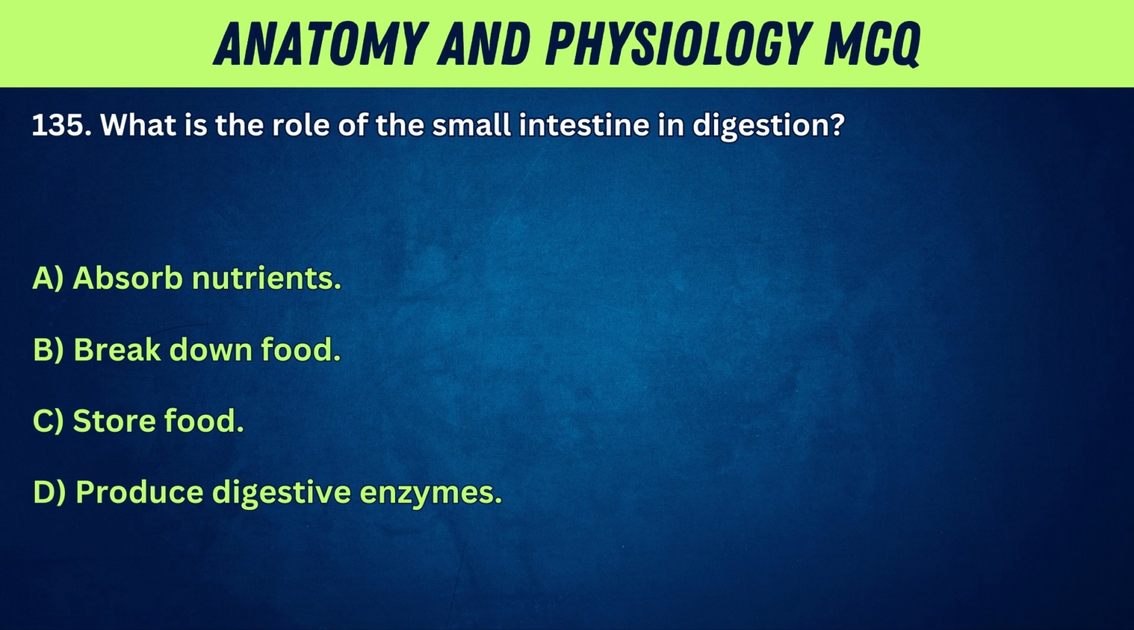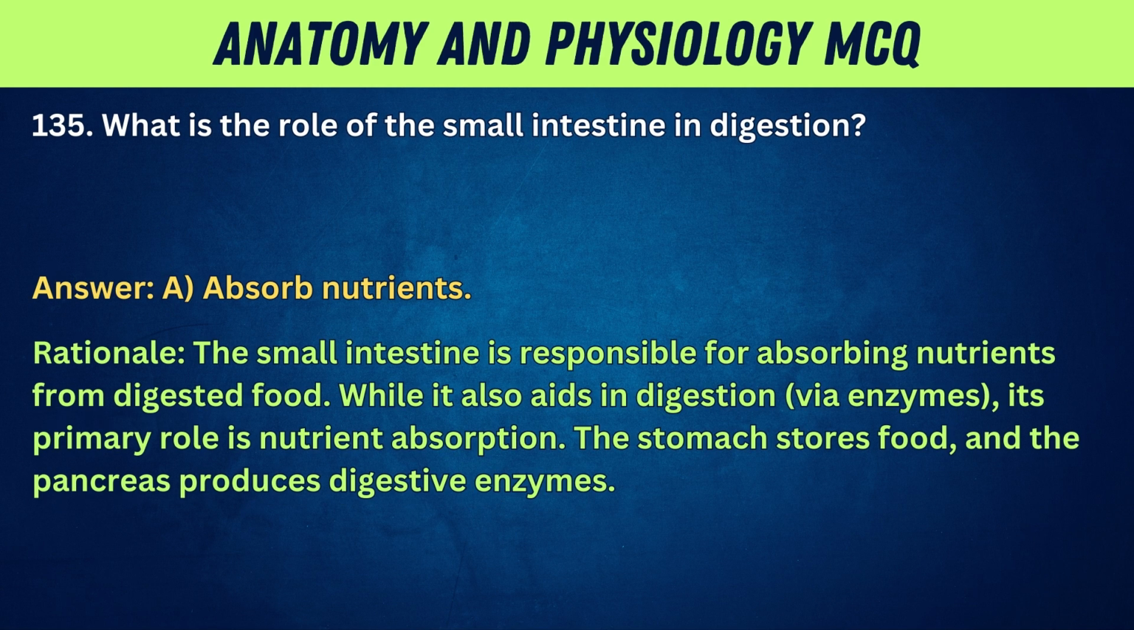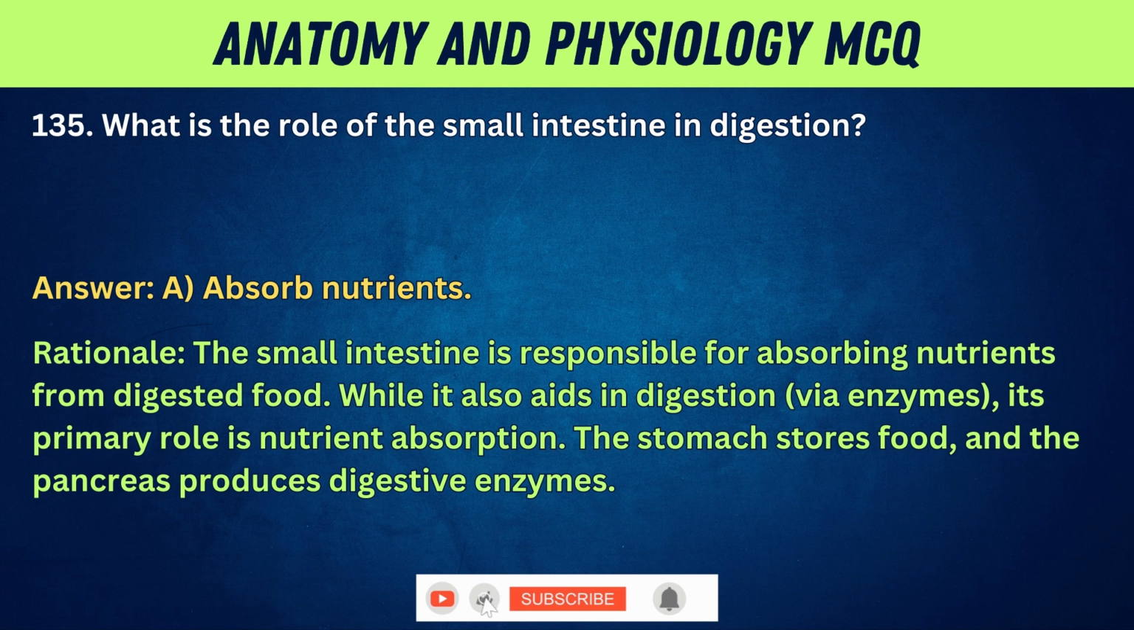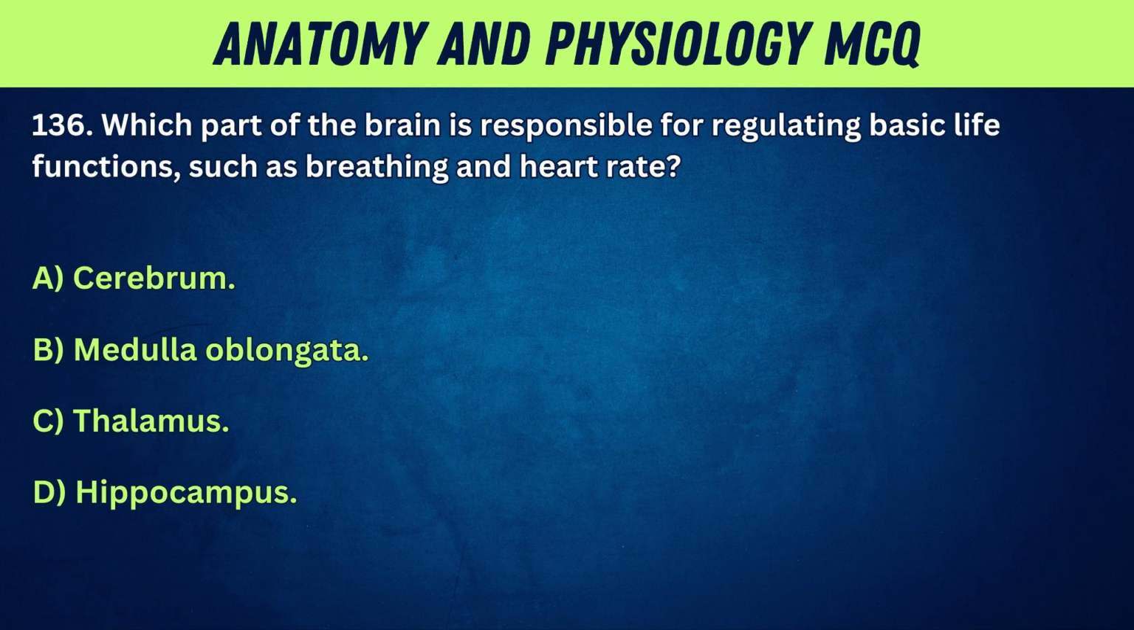135. What is the role of the small intestine in digestion? A. Absorb nutrients. B. Break down food. C. Store food. D. Produce digestive enzymes. Answer: A. Absorb nutrients. Rationale: the small intestine is responsible for absorbing nutrients from digested food. While it also aids in digestion via enzymes, its primary role is nutrient absorption. The stomach stores food, and the pancreas produces digestive enzymes.